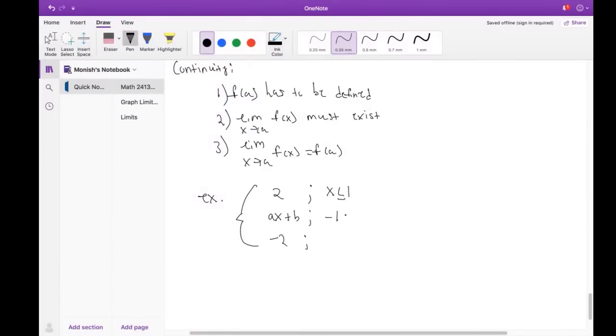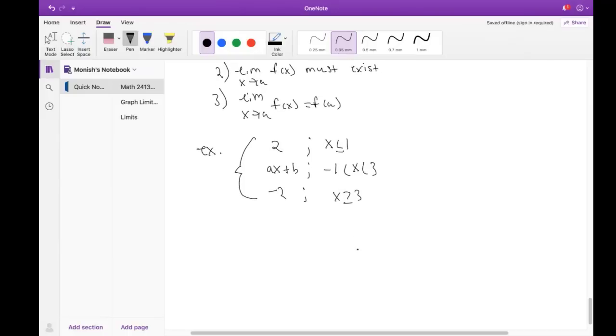Ax plus b is from negative 1 less than x less than 3, and we'll say this is for x greater than or equal to 3. Your question would be, for what values of a and b would the entire function be continuous? There's a way you have to show your work for this type of problem. You need to match up whatever x values between 2 functions.